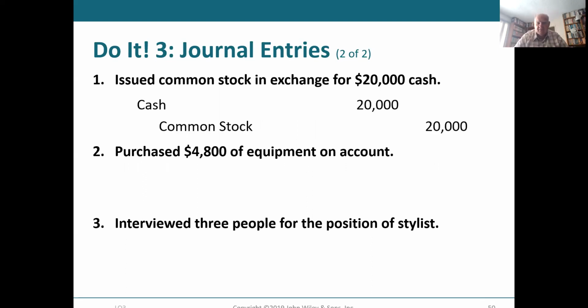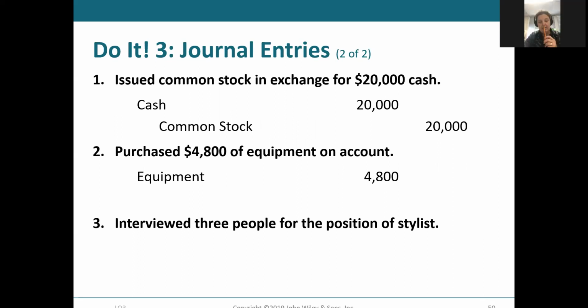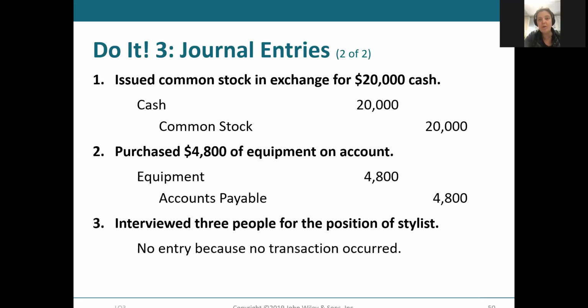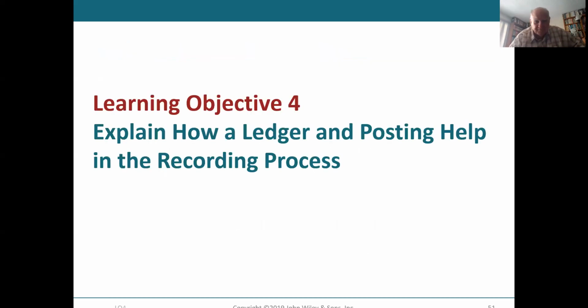There's your journal entry. What's the journal entry for the next one? You're going to debit what? Equipment up. Yep. And credit what? We're going to pay for it later. Accounts payable, there you go. What's the entry for the third one? There's no entry here, because it doesn't have an economic impact. They could interview 100 stylists and nothing would go into the system, okay?